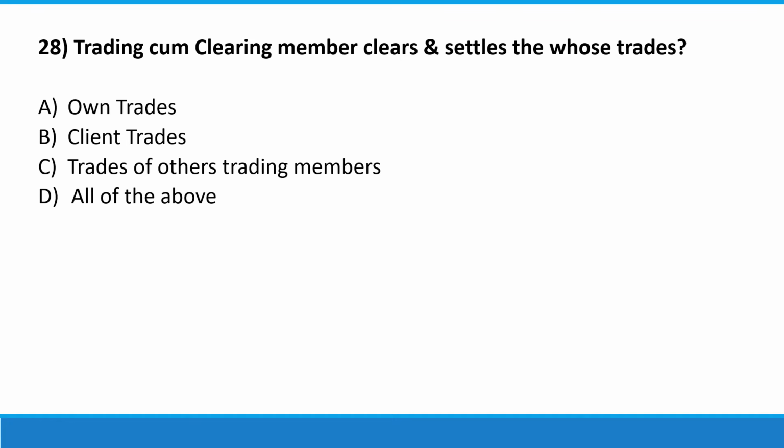Trading cum clearing member clears and settles whose trades? Option A, own trades. Option B, client trades. Option C, trades of other trading members. And option D, all of the above. The correct answer is option D, all of the above. Next question.